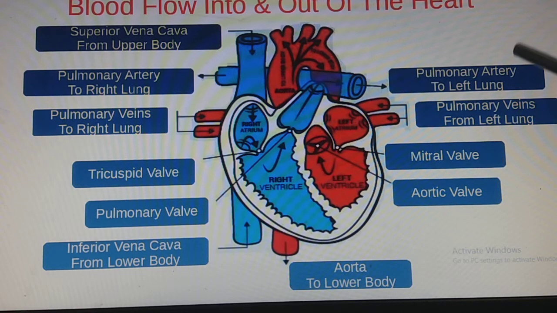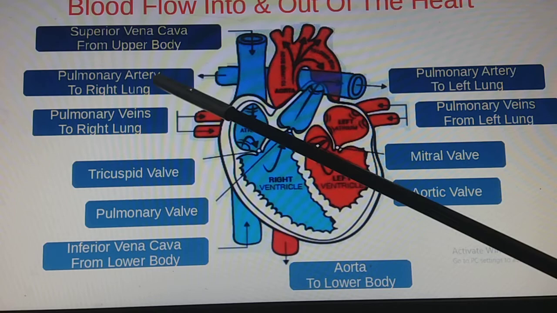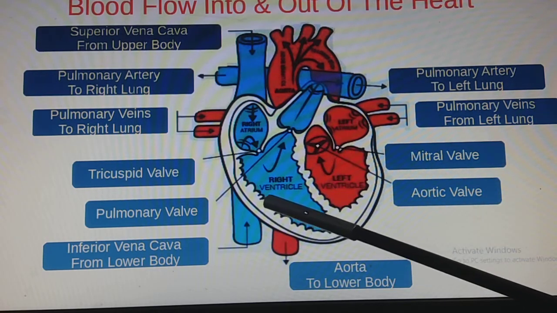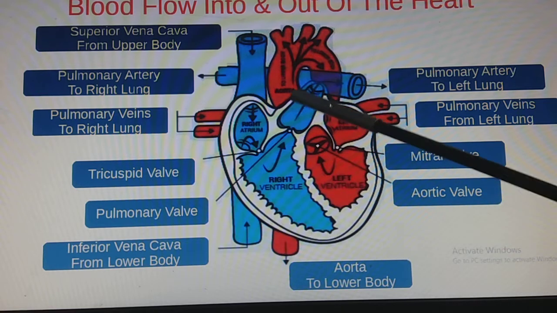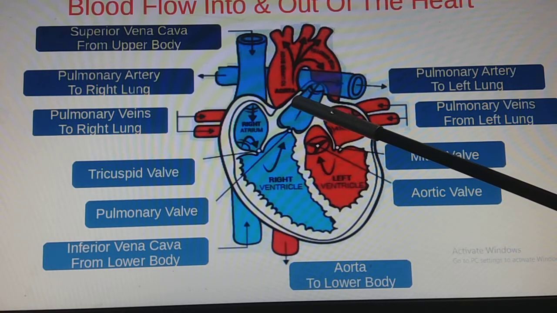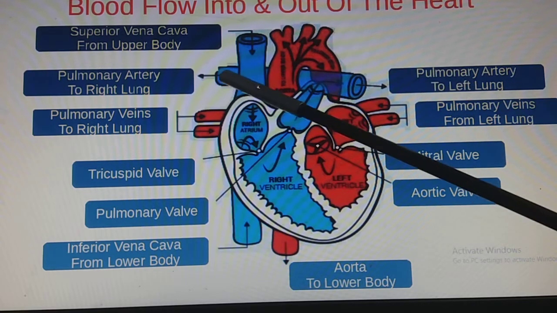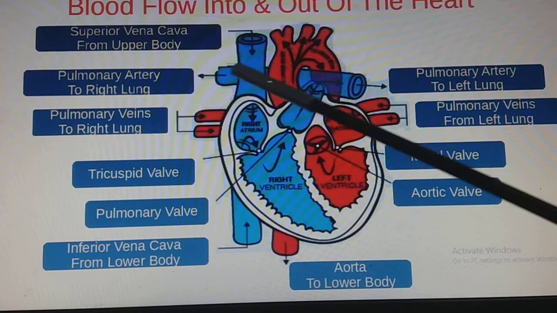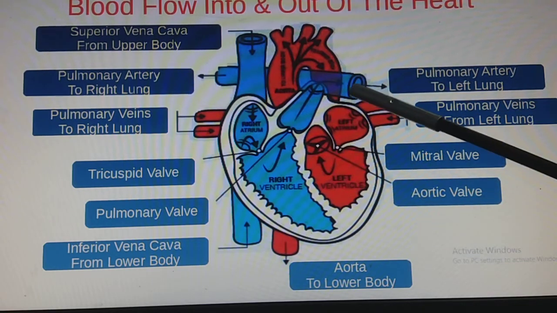After that, you come here, the pulmonary artery to the lung. When the right ventricle is contracted, it pushes blood into the pulmonary artery which goes to the lung. This portion carries deoxygenated blood which is supplied to the lungs for oxygenation.